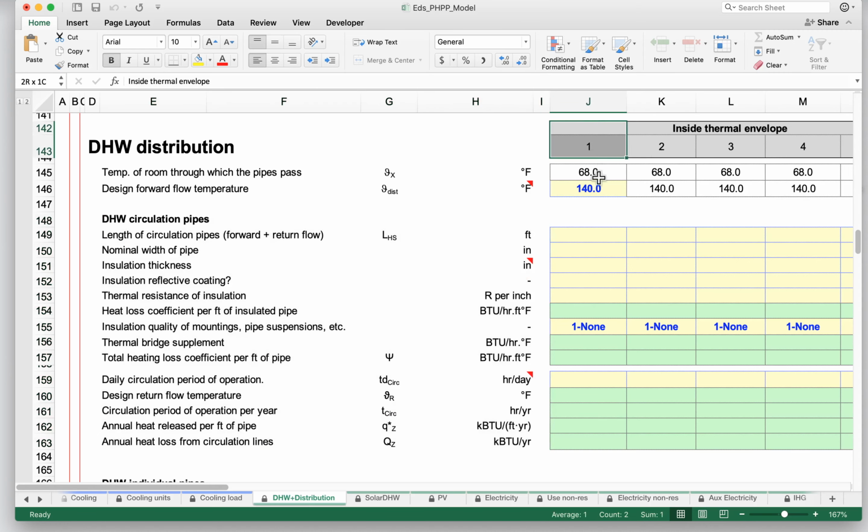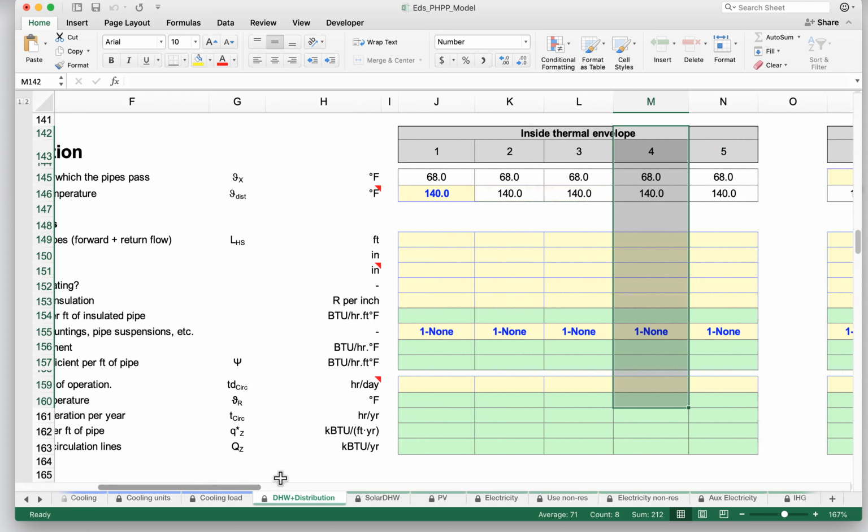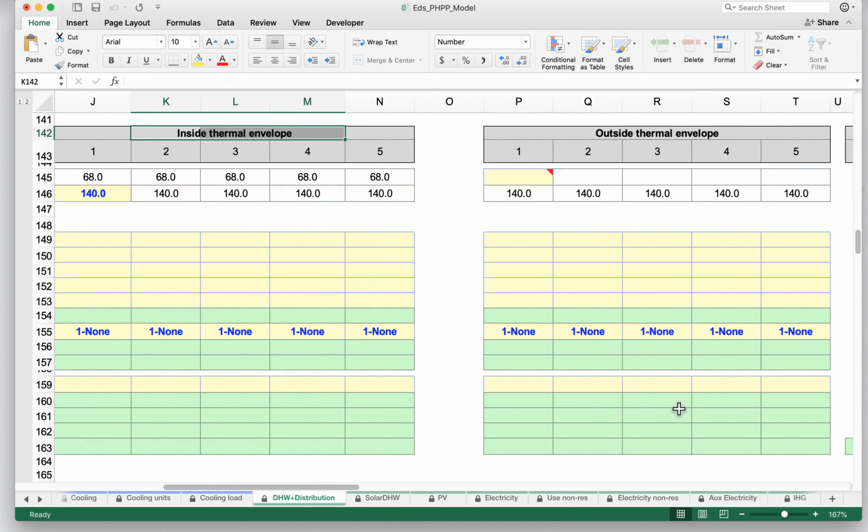And then notice over here on the right-hand side, I can model 1, 2, 3, 4, and then I've even got another one. Where's the fifth? 5 banks or sets of piping. So we can use that in all sorts of different ways to model out the actual piping in our project. This is for piping inside the thermal envelope. And then if we were to scroll over to the right-hand side, notice we've got a whole other piping entry section here for piping outside the thermal envelope.